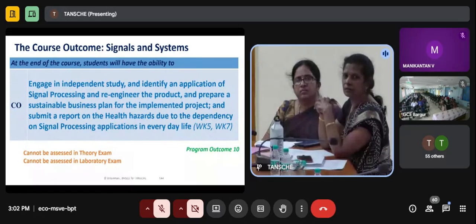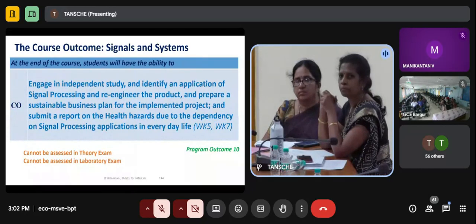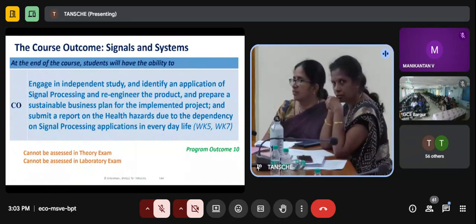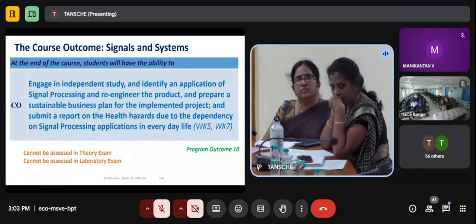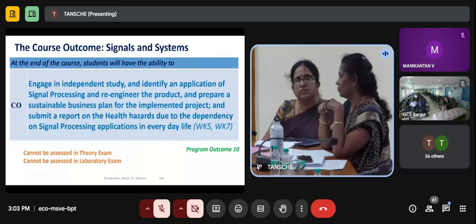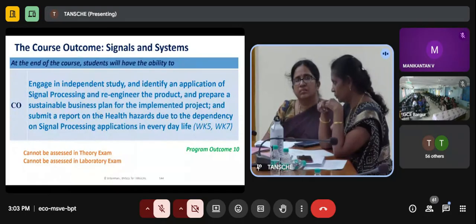And as an example, it's the same as earlier. Here we have a very nice example. Engage in independent study, then PO 11. Identify an application of signal processing and re-engineer the project. Re-engineer, just reproduce. There we did reproducing research work. Here we are reproducing the product.